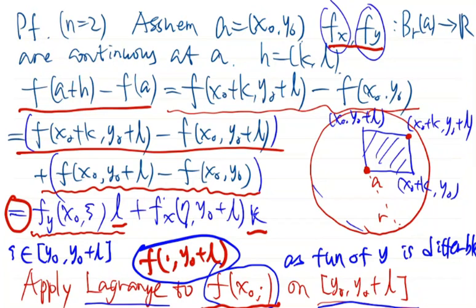We need to consider more. But by the continuity of the partial derivatives with respect to x and y at the point A, it is hopeful to use the continuity at A to replace the coefficients of k and l by the partial derivatives of f with respect to x and y at the point A, that is x0, y0. Okay, I have no space. I need to go to the next page.